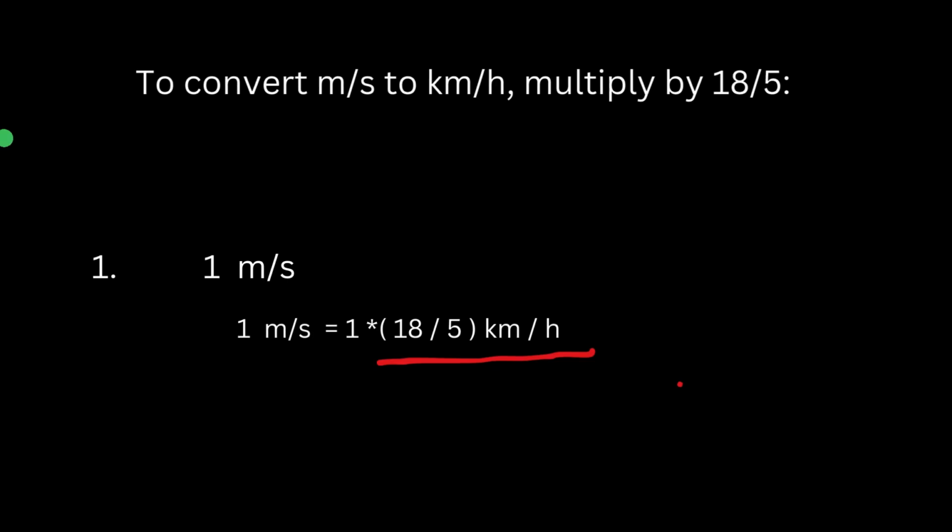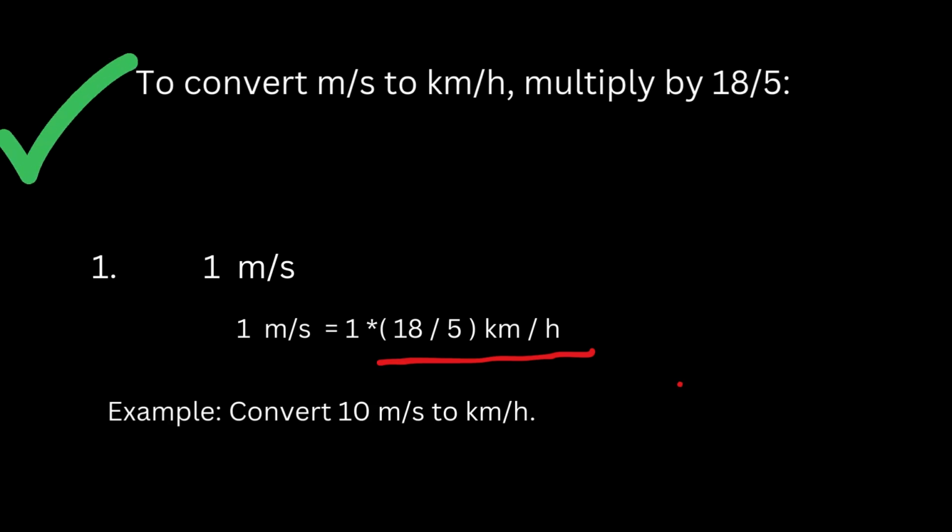To convert meter per second to kilometer per hour, multiply by 18 by 5. Let's say 1 meter per second is equal to 18 by 5 kilometer per hour. Let's see one example. Convert 10 meter per second to kilometer per hour. 10 into 18 by 5 we get 36 kilometer per hour.